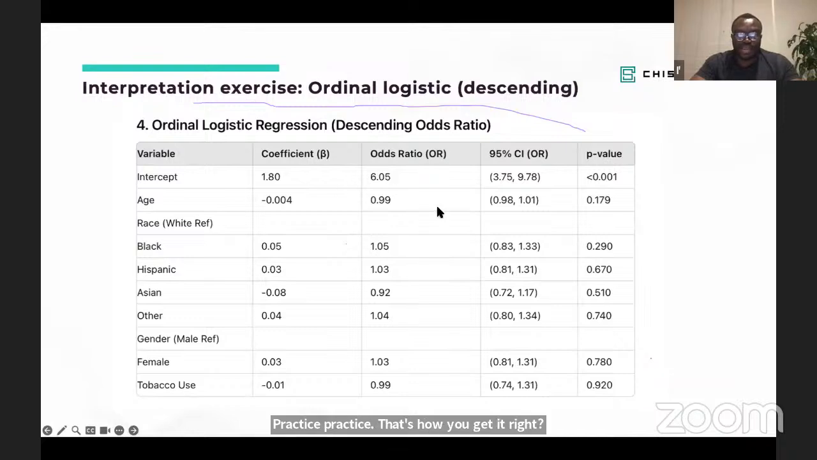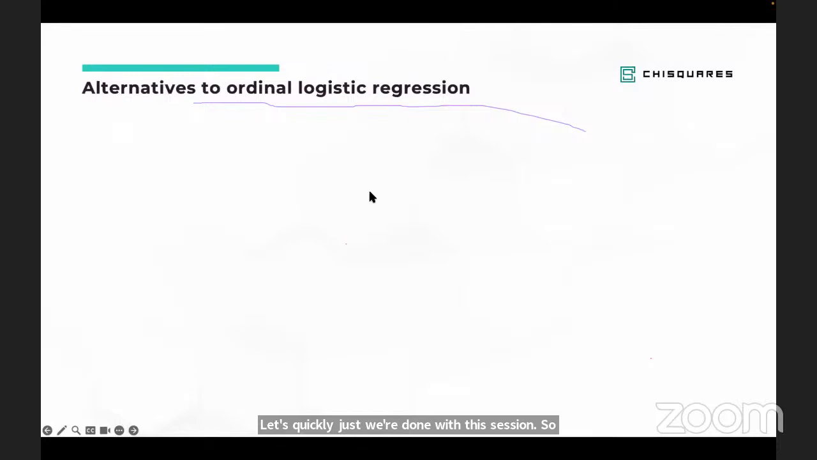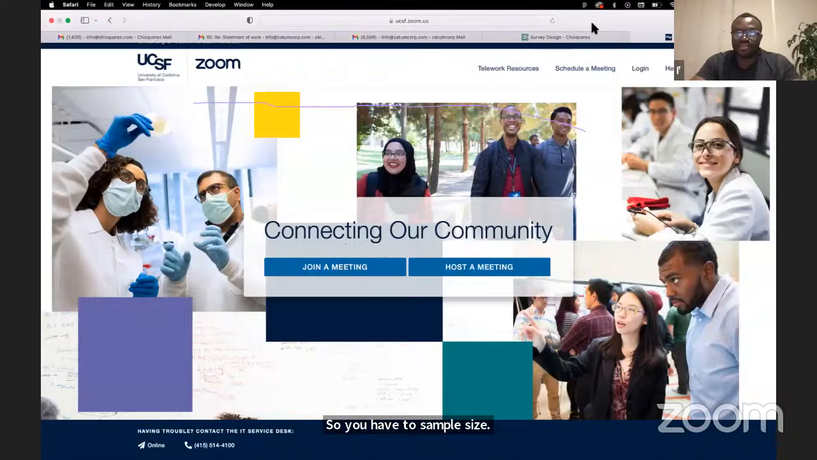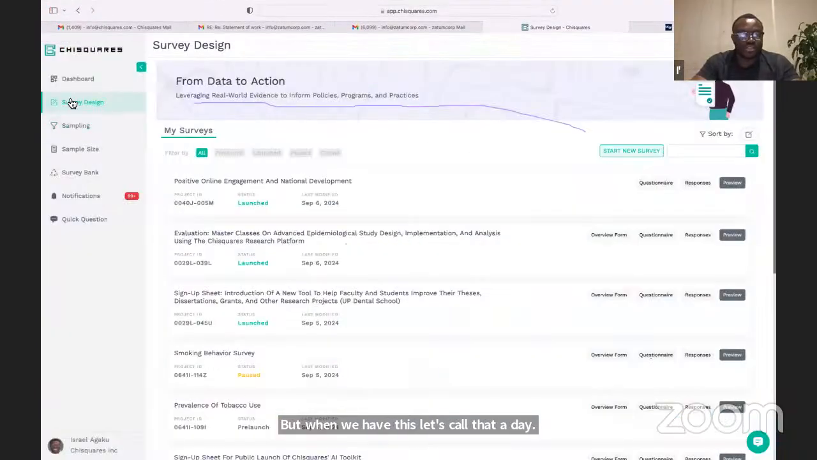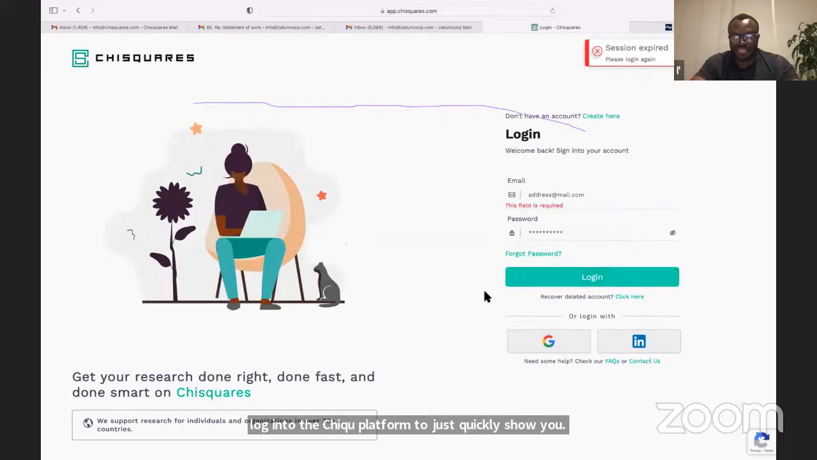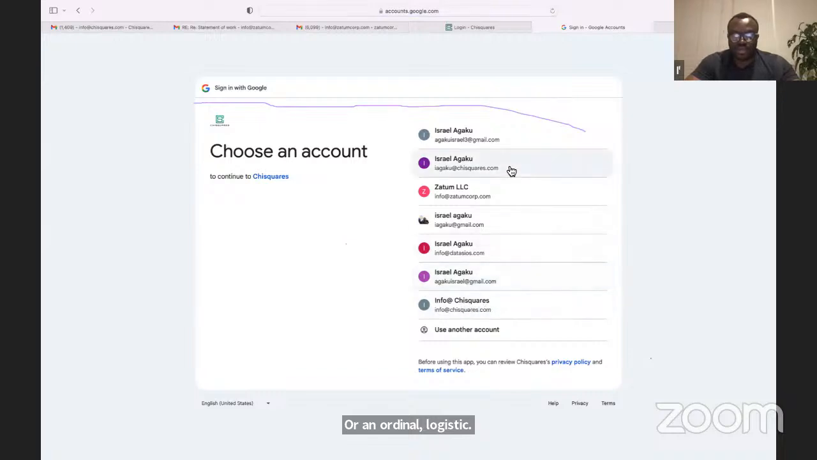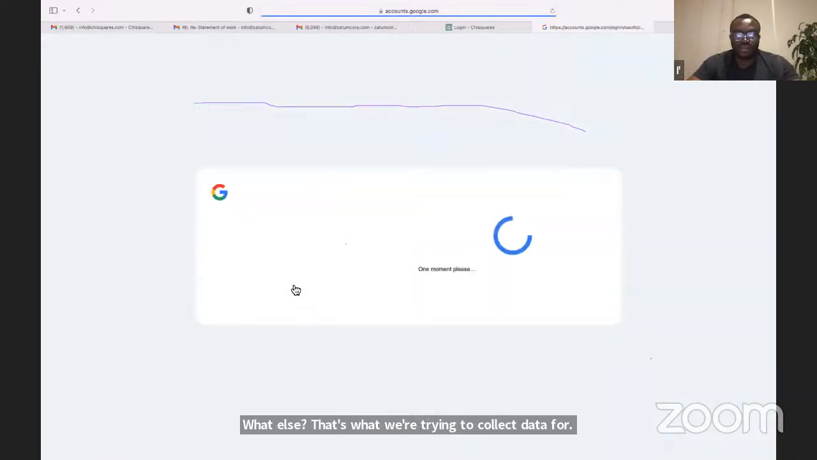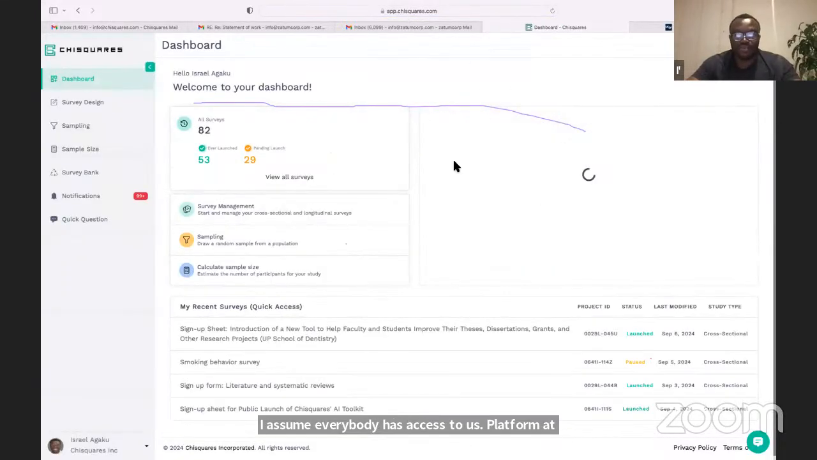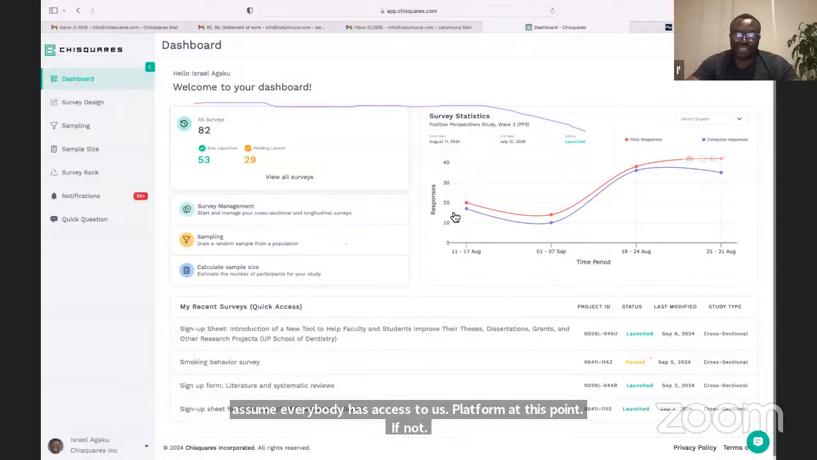So let's quickly, we're done with this session. So let's quickly show you how to calculate the sample size, and let's call that a day. So quickly log into the chi-squares platform to show you the last part of the session, which is how we calculate sample size for an ordinal logistic model, if that's what we're trying to collect data for. Let's log in here. I assume everybody has access to the chi-squares platform at this point. If not, Lungile will drop a link to show you how to access that.